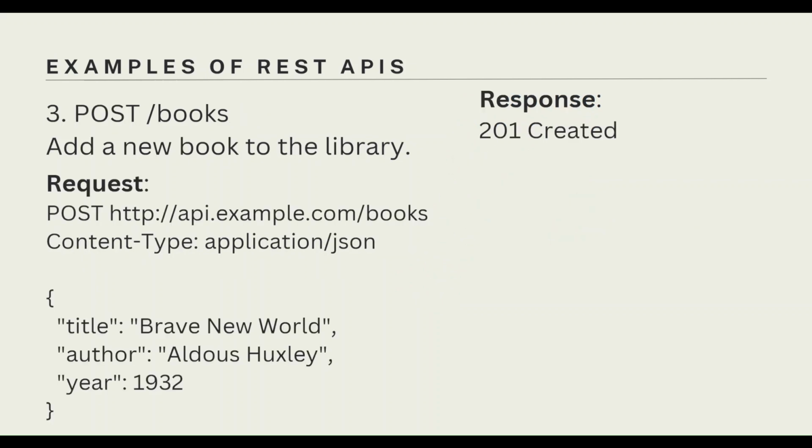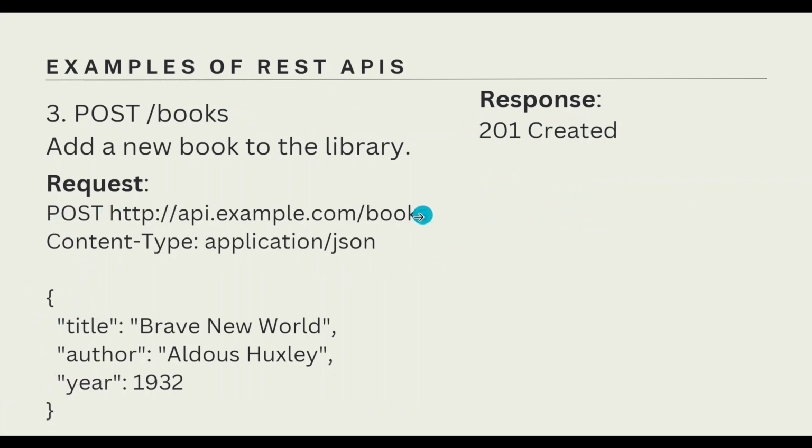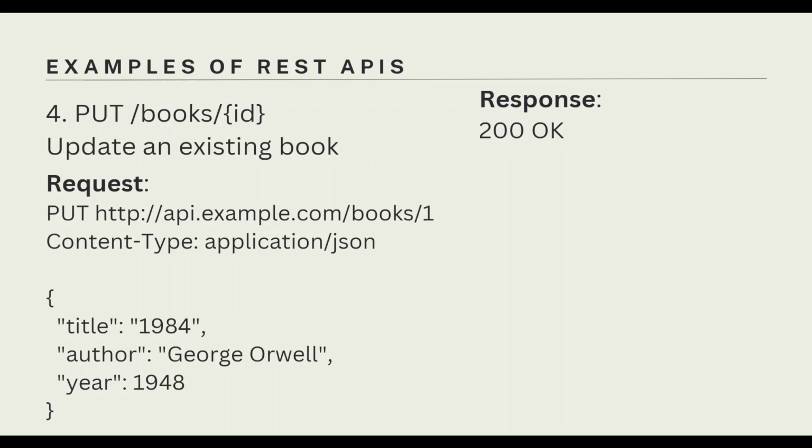Similarly, for POST mapping, here slash books is the URL. Using POST, we can add a new book. In POST mapping, we are passing our body also. So this is what the body is. And here you can see this is the URL using which we can call it, and we'll get a response 201 as created. So 201 is an HTTP status code. We'll see this later.